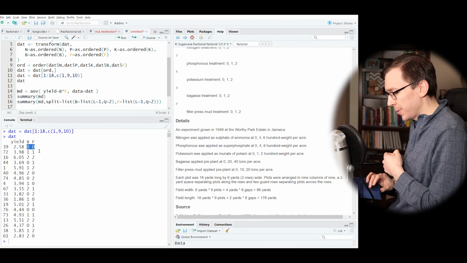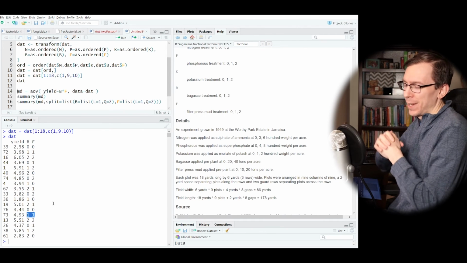So we should see 0, 0 twice in here. We should see 1, 1 twice in here somewhere, hopefully. Yep, there's 1, 1. Good. All right. And so on, if we went through the whole thing.